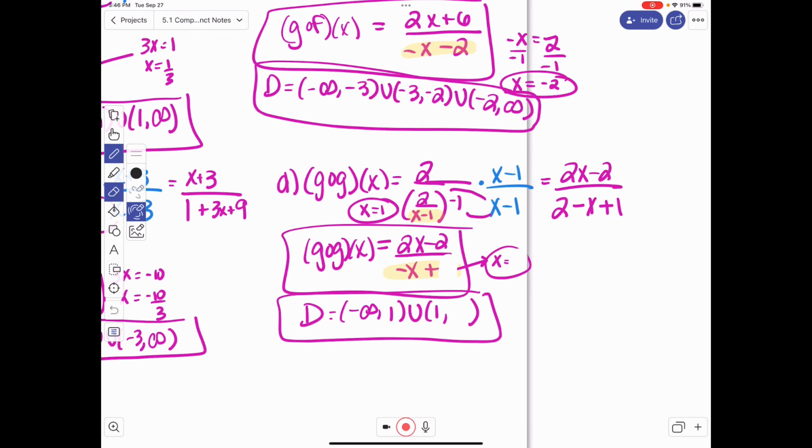All right, so on this one, that should be an x plus 3 for my composite function, which means x is going to equal 3 for the restriction of my domain. So then my domain would be negative infinity to 1, 1 to 3, and then 3 to infinity.